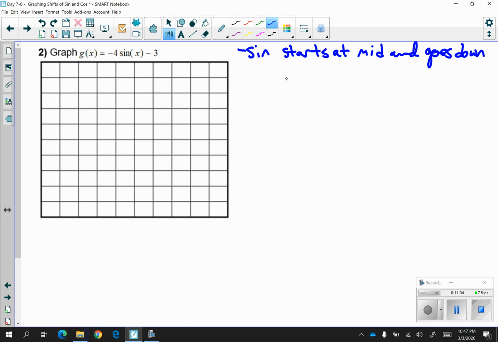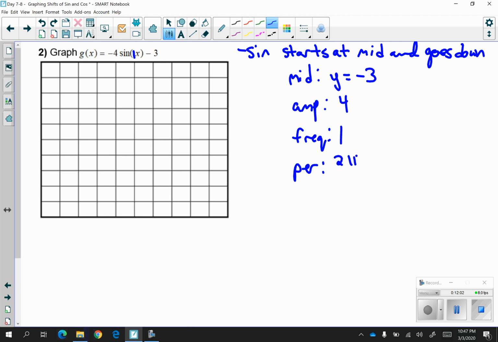From there, your midline is y equals -3 because we shifted down in this case. Your amplitude is a positive value of 4. The number in front of x is your frequency, so we have a frequency of 1, which means your period, 2 pi over the frequency, is just 2 pi.